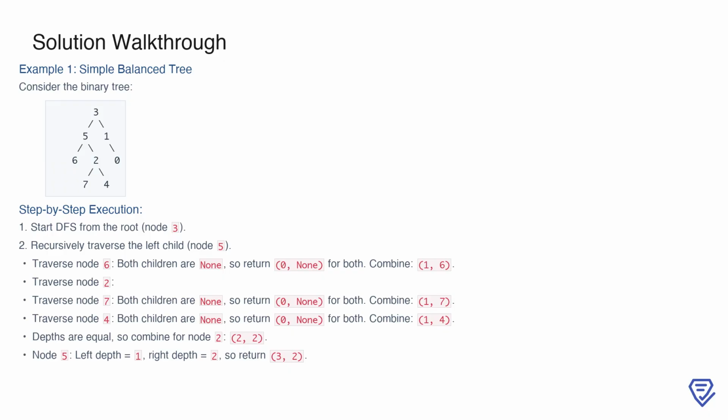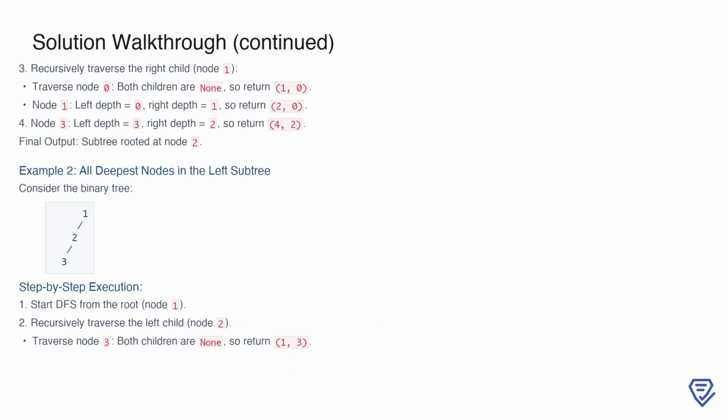At node 5, we compare the depths of its left and right subtrees. The right subtree, rooted at node 2, has a depth of 2, which is deeper than the left subtree. Thus, we return a combined depth of 3 and node 2 as the smallest subtree root for this branch. Now, we traverse the right subtree of the root, starting at node 1. For node 0, which is a leaf node, we return a depth of 1 and the node itself. At node 1, the left depth is 0 as there is no left child, while the right depth is 1 from node 0.